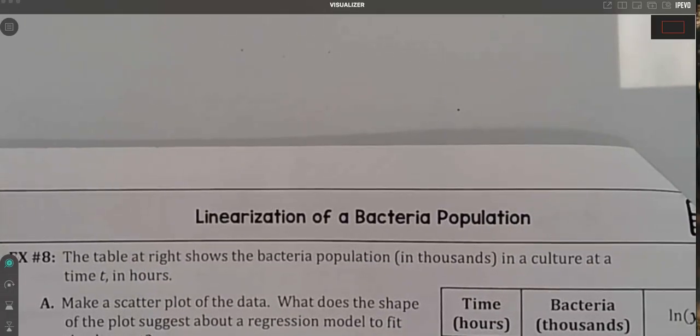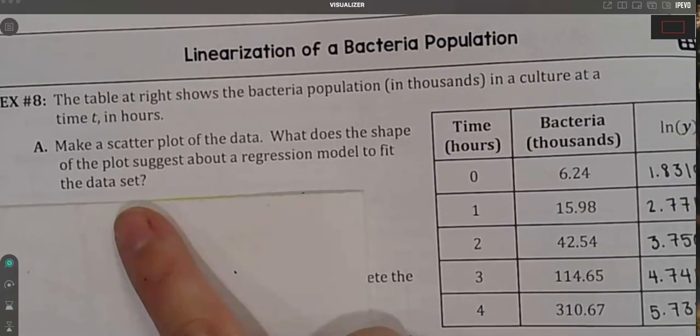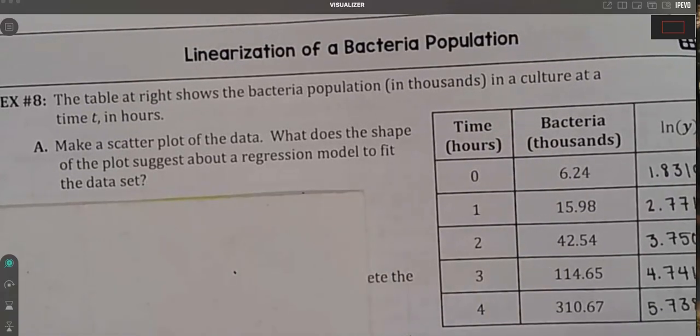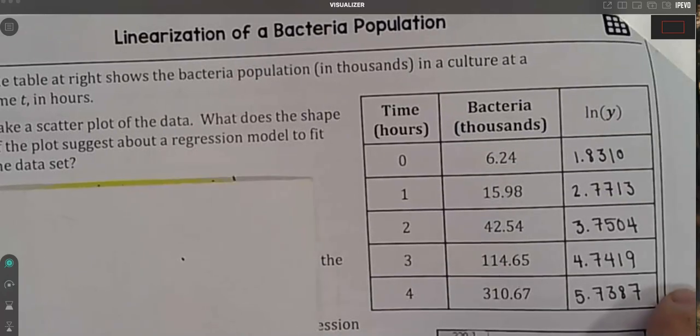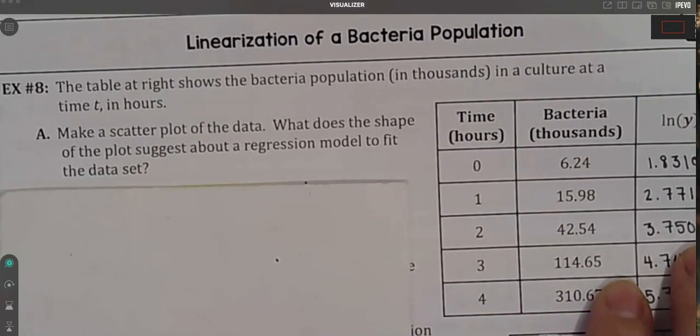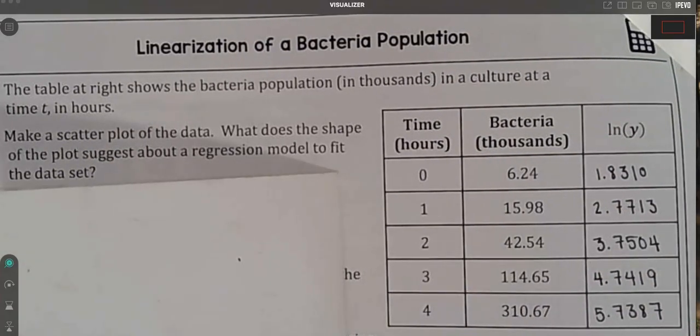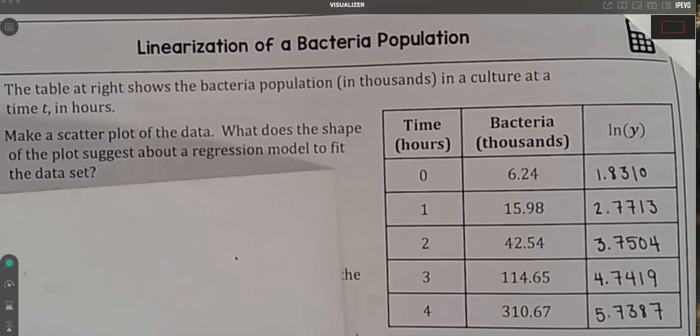Linearization of bacteria population. Okay, make a scatter plot with the data. What does the shape of the plot suggest about a regression model to fit the data set? Okay, so we did a very similar problem to this one already. In this case, they don't give us an equation, so we are stuck with the values we're given. Let me go through this.